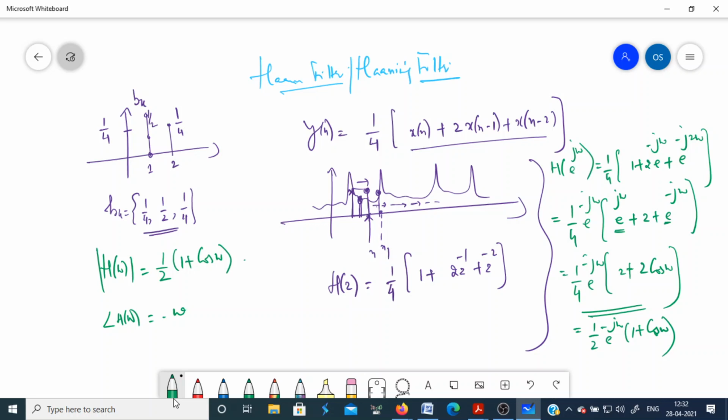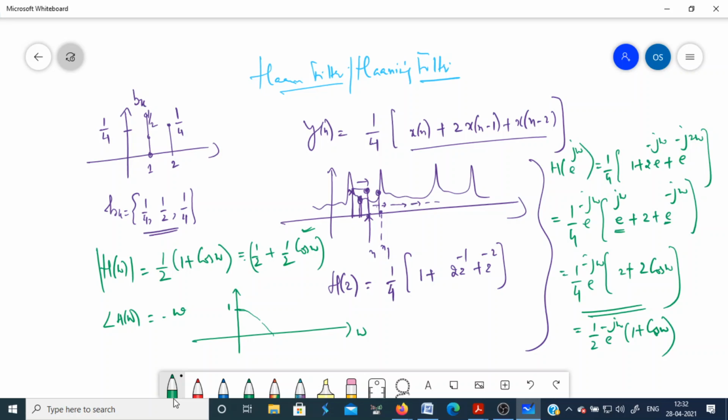And if you plot its frequency response, you can easily plot the magnitude response. So it is 1/2 plus 1/2 cos omega. If you plot this cos omega function, at omega equal to 0 it is 1. Then as omega goes on increasing, this will decrease. So it will have a response like this.